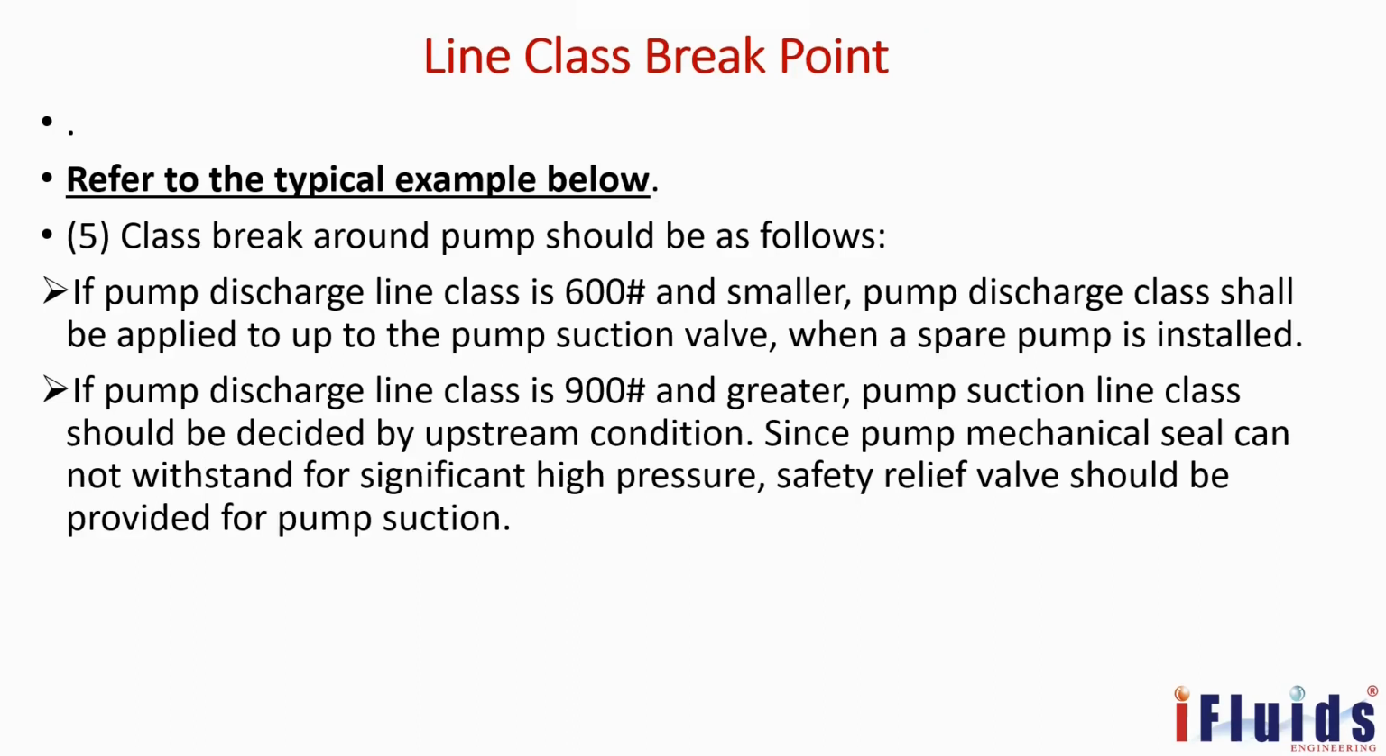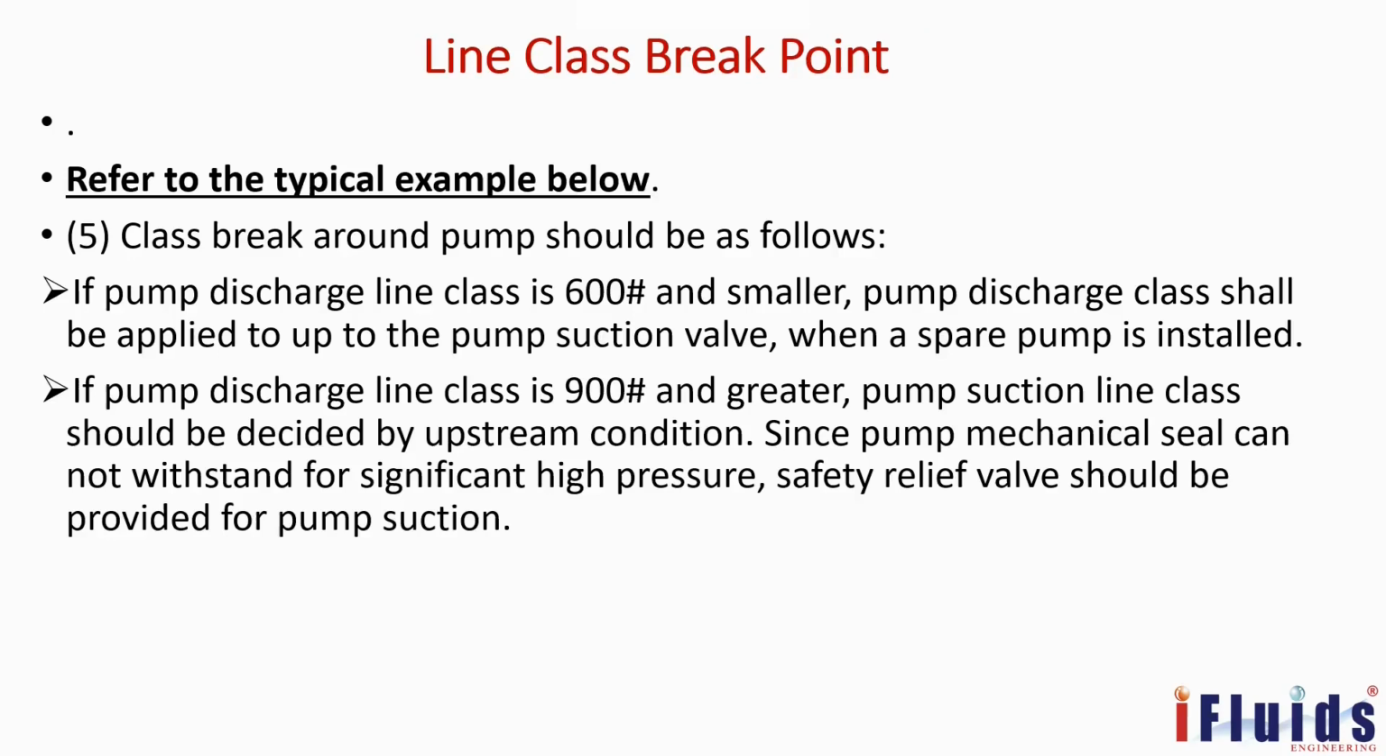You understand clearly. If the pump discharge line class is 600 and smaller, maybe it's 300 or 150, the suction should be the same. But in case of 900 and greater, it should be decided by the upstream condition, not the downstream condition, because each pump has its own seal arrangement. The seals may be soft seals or Teflon seals or whatever, maybe different types of seals. They may be damaged because of the 900 rating. That's why we have to consider the upstream condition only.